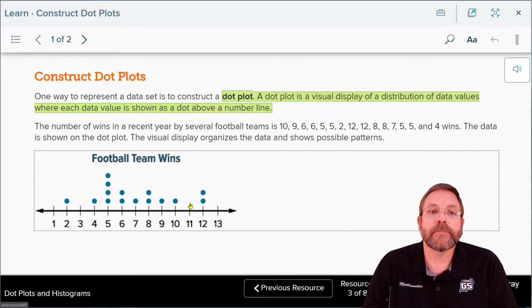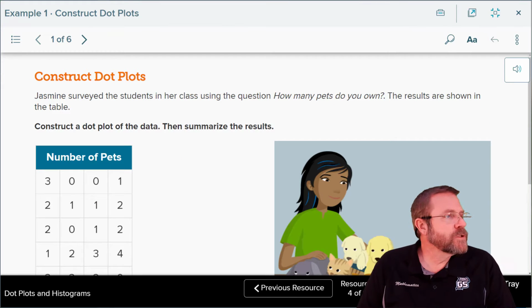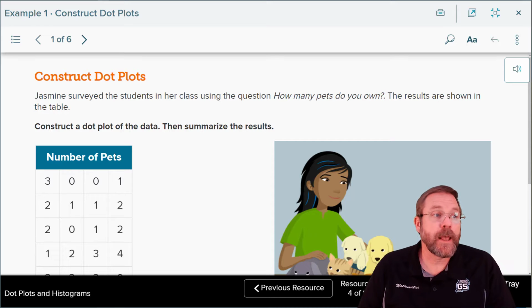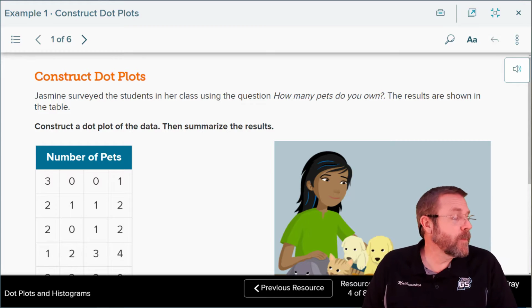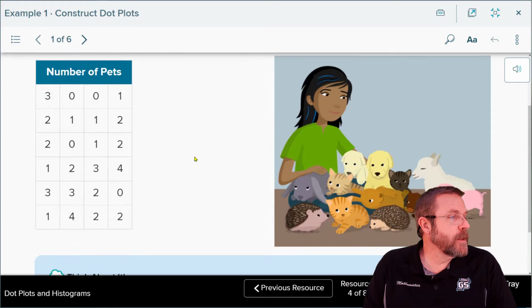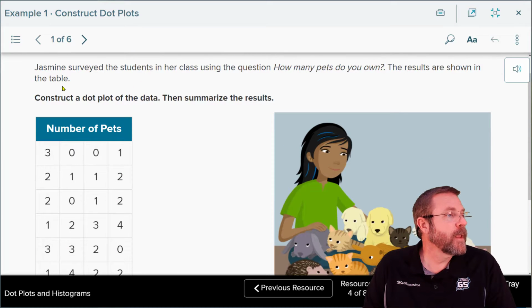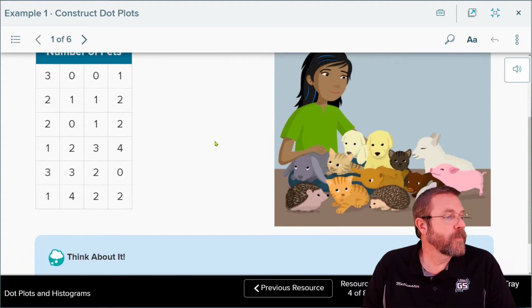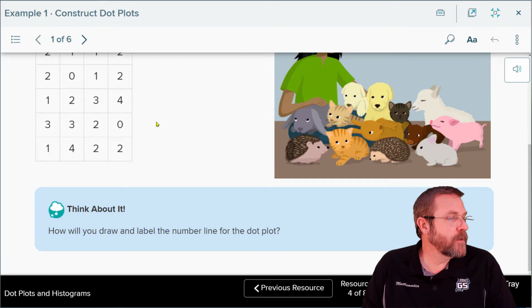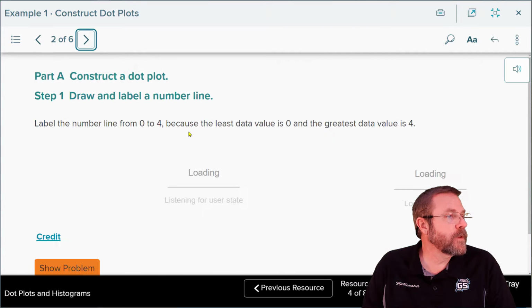These are some of the easy things that you can see and understand when looking at a dot plot or a line plot. In example number 1, Jasmine is surveying students in her class using the question, how many pets do you own? I think we saw that same question yesterday. The results are shown in the table below. So here you've got a list of all the different students and how many pets each one says they have. And they want us to construct a dot plot of the data and then summarize the results we get from it. So let's see, anything else down there? Nope, don't see anything we need there.